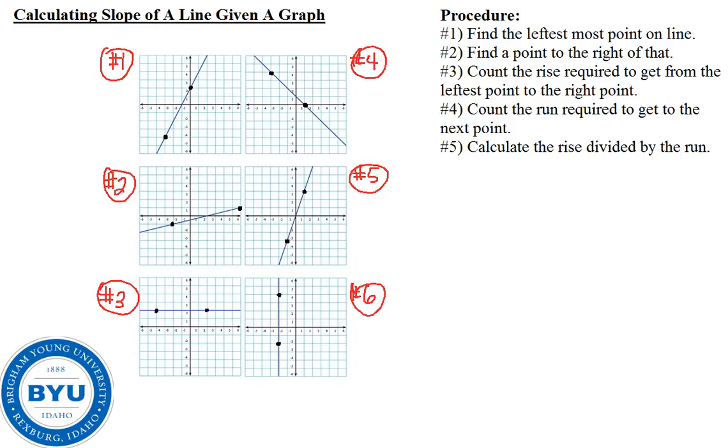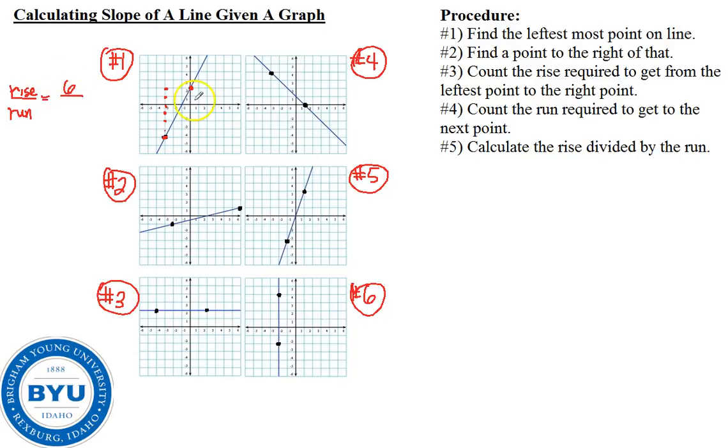Okay, hopefully you had a chance to check it out. Let's go ahead and start with number 1. I'm going to start with this point right here, and this is my leftmost point, and I need to get to this point here. So let's calculate it. I have to calculate the rise, and then I have to calculate the run. Let's find out. To rise, I have to go 1, 2, 3, 4, 5, 6. I have to rise 6 spots.